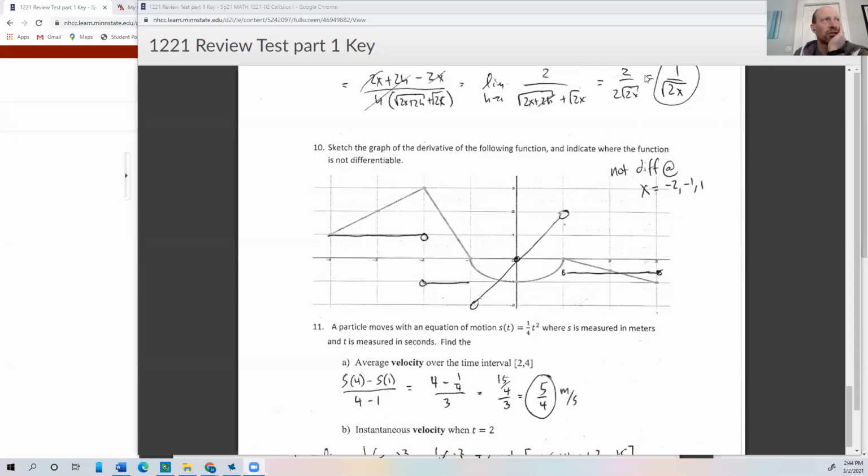You also should, for your graph, it will be helpful to remember those not differentiable points are potential breaks in the graph and jumps in the graph of the derivative. They don't have to be a break or a jump, but you kind of want to restart your graph on each side of those not differentiable points. Okay, so that will be helpful for you.